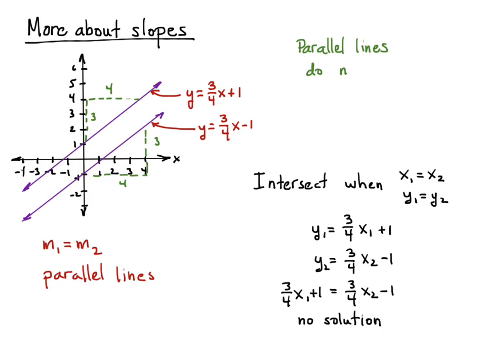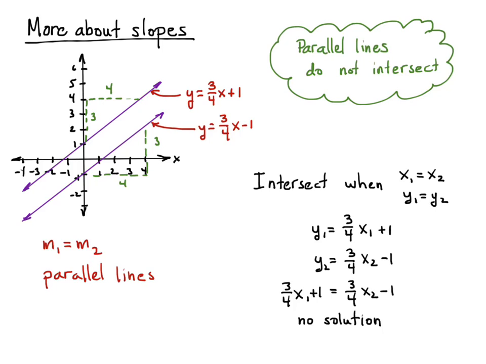Okay, so the big takeaway here is that, of course, parallel lines by definition do not intersect, and in the equations of the lines, the slopes will always be equal.